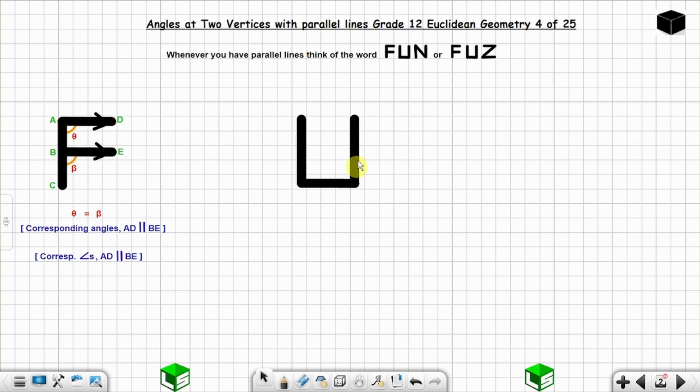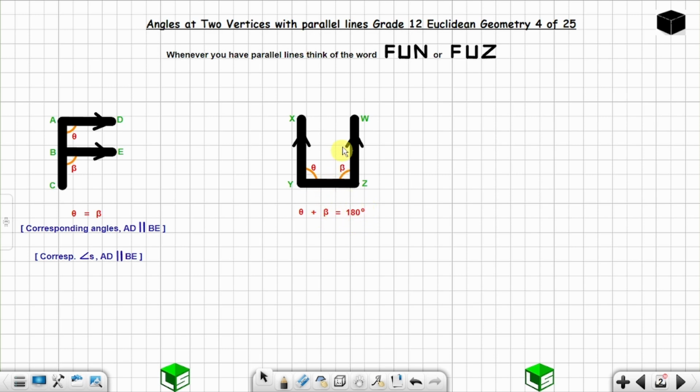Now let's see U. This is what you have to know about U. Let's label our lines. You have the line XY, the line WZ, and the line YZ. You have this line parallel to this line, and you have this angle theta and this angle beta. Whenever you have this situation, this angle plus this angle, you are going to get 180 degrees.